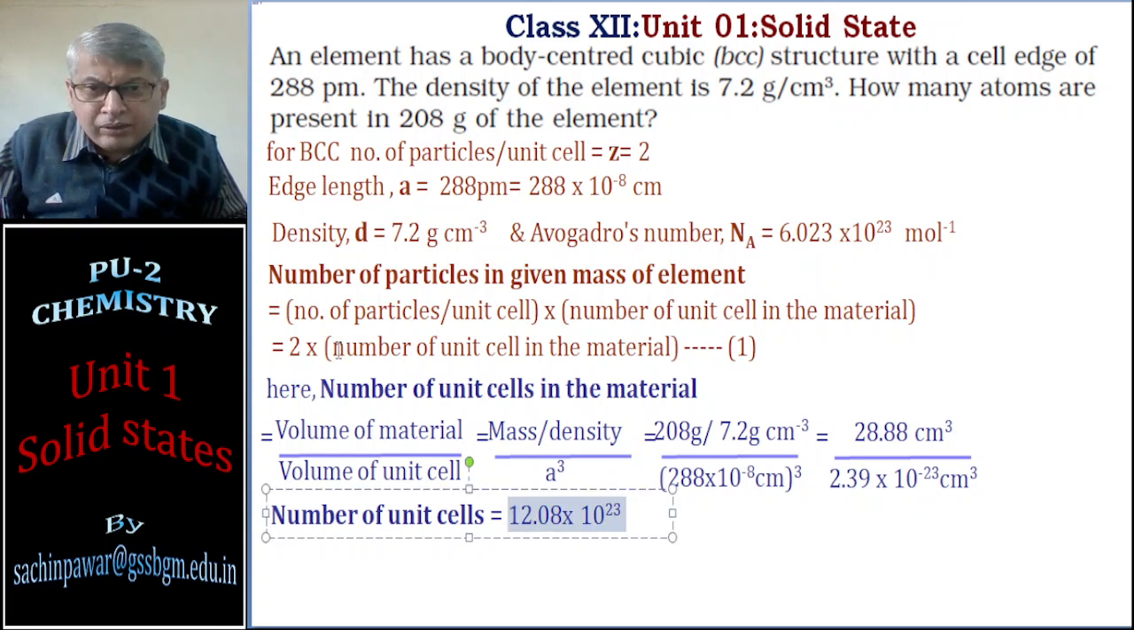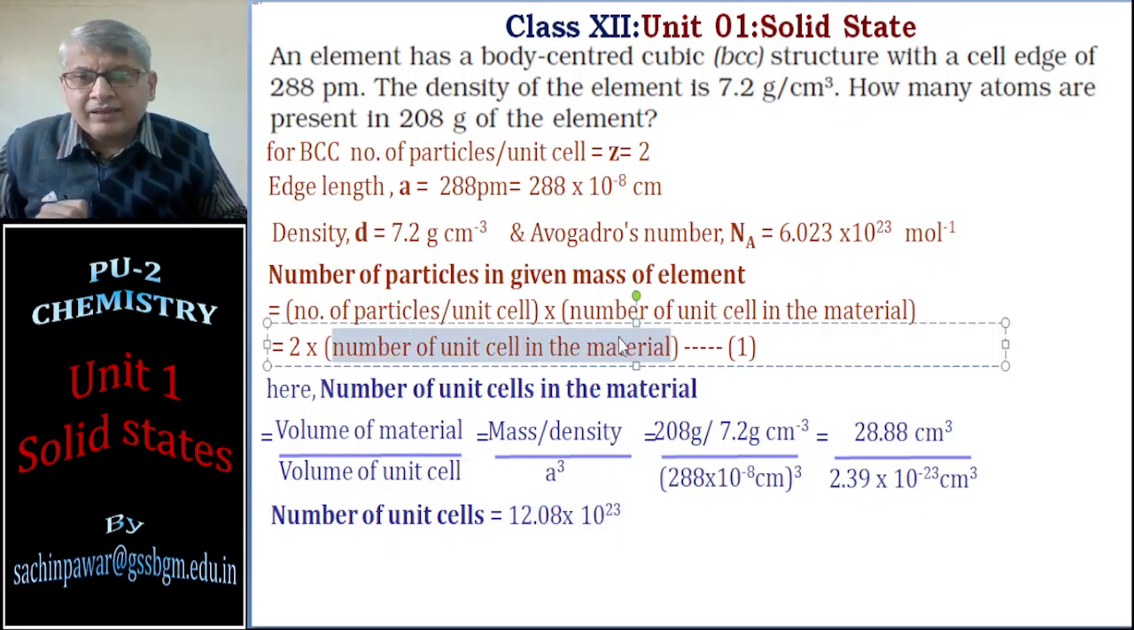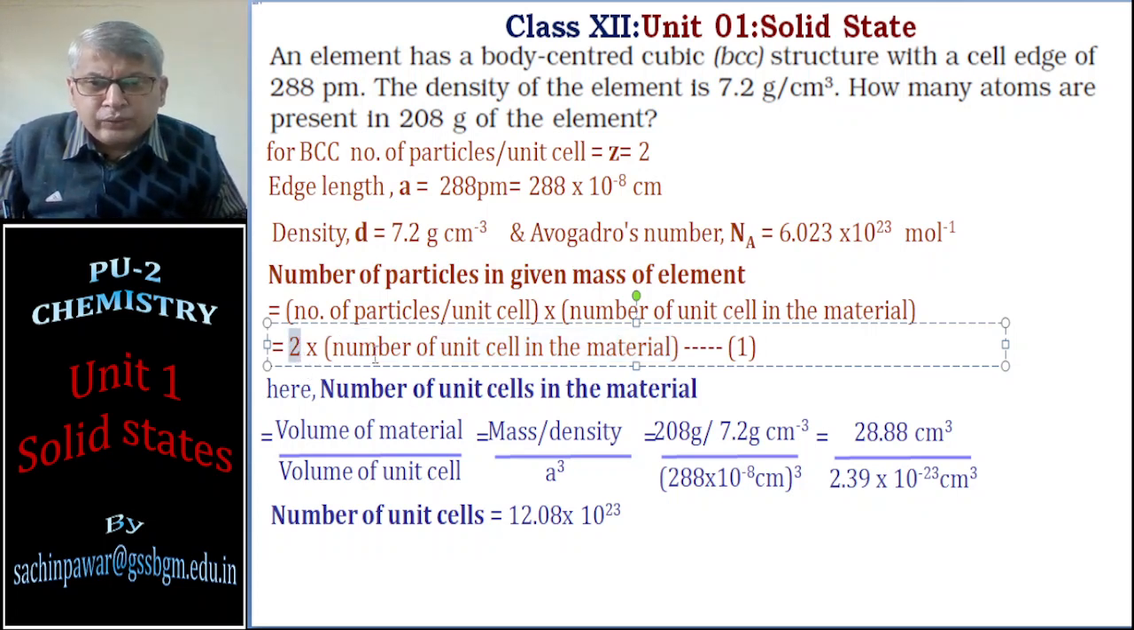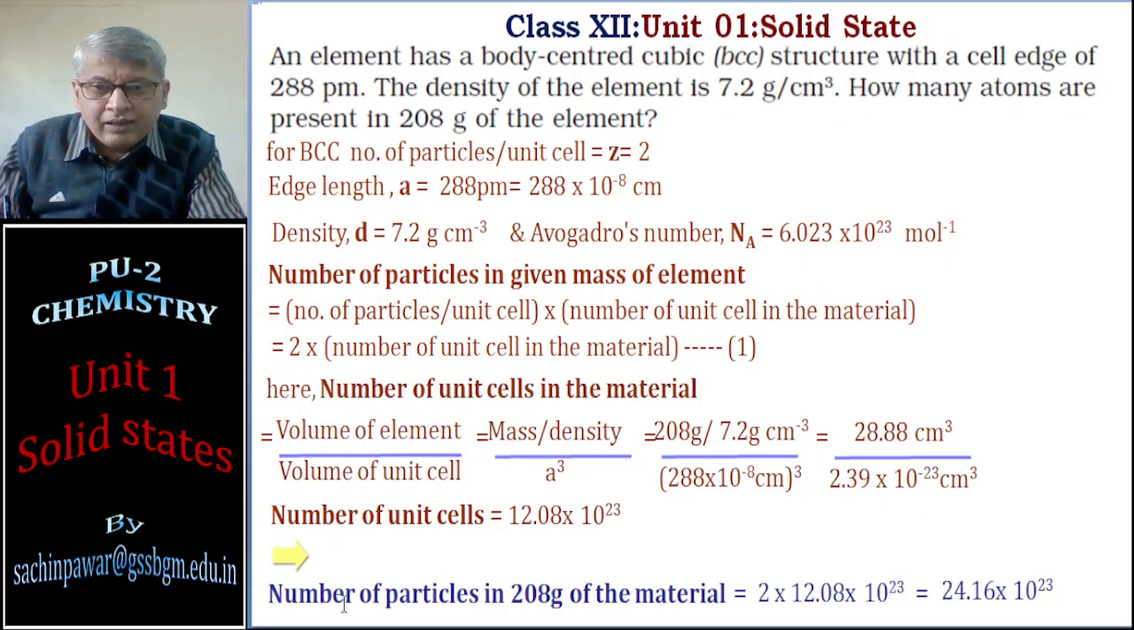So I have got the number of unit cells in the material, and we also have the number of particles per unit cell. If you multiply 2 into this figure, you will get the number of particles in the given mass. The given mass is 208 grams, as I have taken in the problem. So the number of particles in 208 grams of the material is 2 into 12.08 into 10 to the power 23, and that is 24.16 into 10 to the power 23. Since it is a number, there is no unit for it, as the units cancel here.